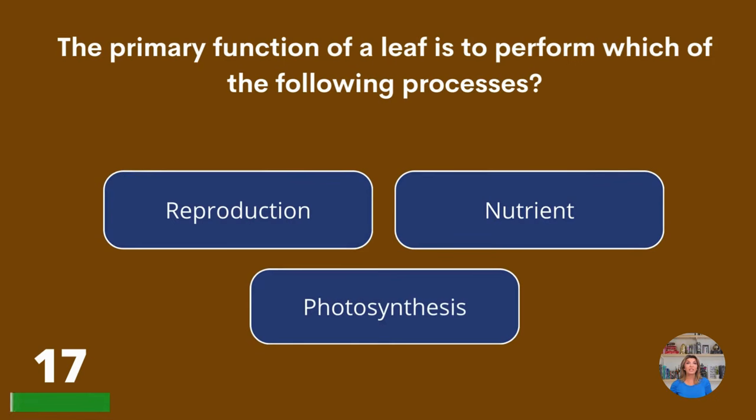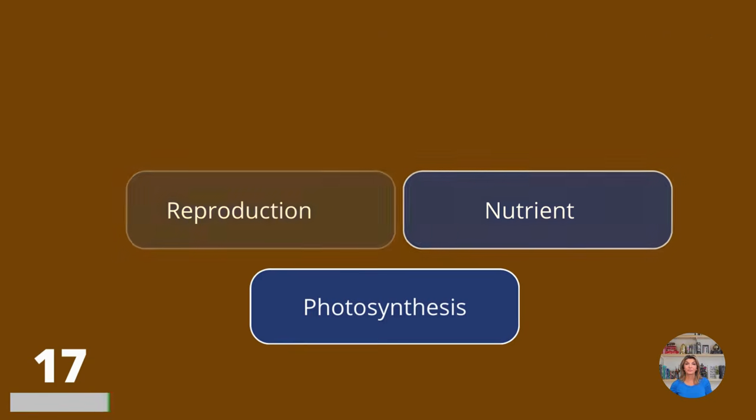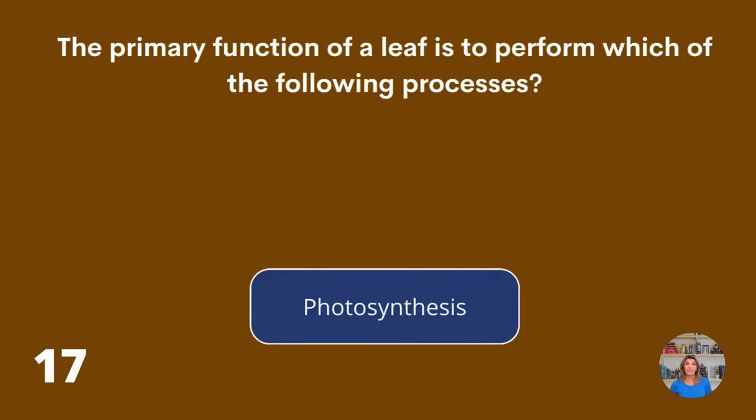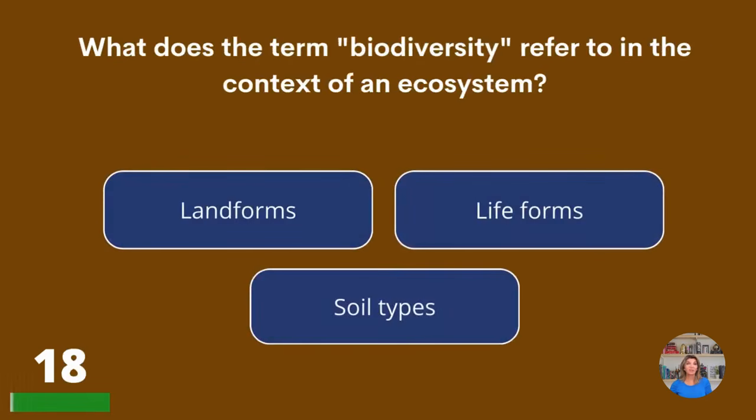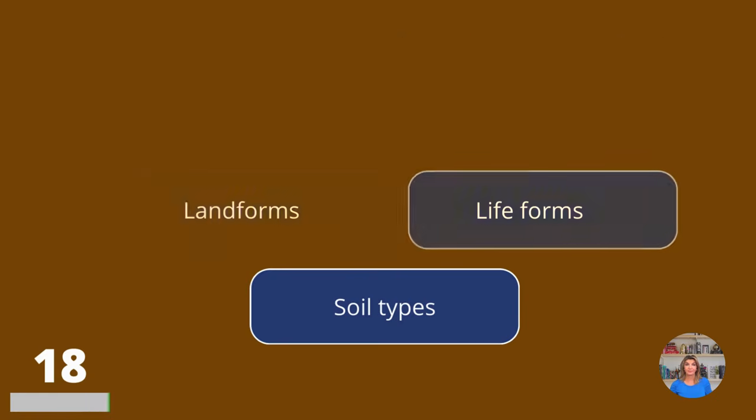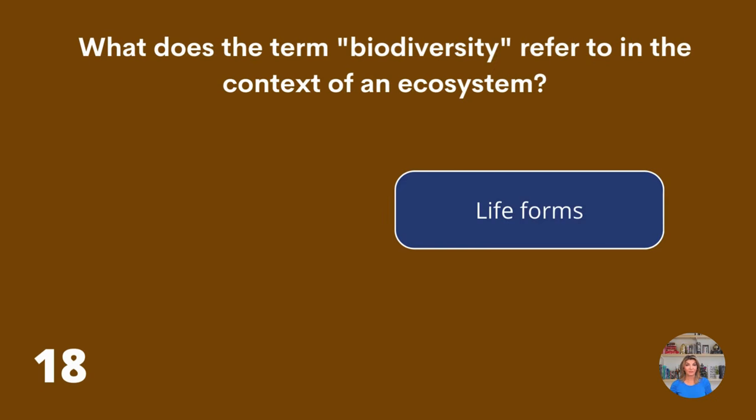The primary function of a leaf is to perform which of the following processes? Reproduction, nutrient, or photosynthesis? Photosynthesis. What does the term biodiversity refer to in the context of an ecosystem? Landforms, life forms, or soil types? Life forms.